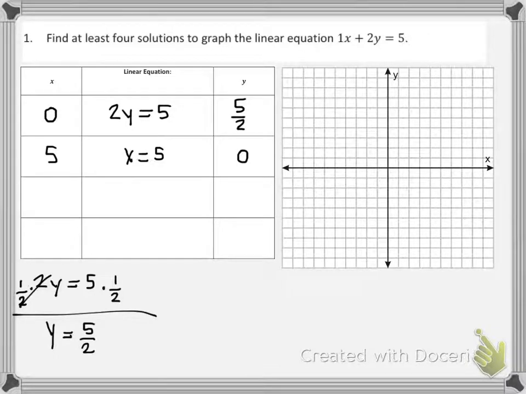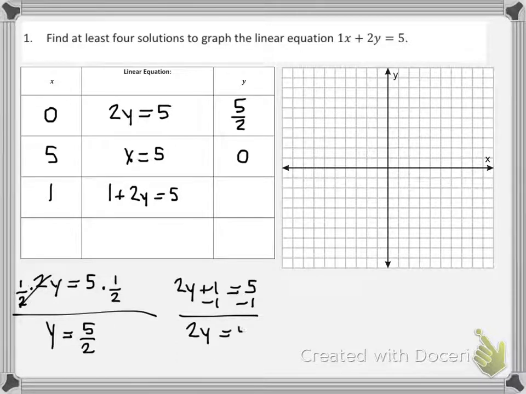So that works. Let's put a 1 in, maybe a 1 in for x. We would get 1x, 1 times 1 is 1, plus 2y equals 5. So that gives us the equation 2y plus 1 equals 5. I'm going to subtract 1 from both sides. I get 2y equals 4, and then multiply by reciprocal, and we get y equals 4 divided by 2 is 2. So when x is 1, y is 2.